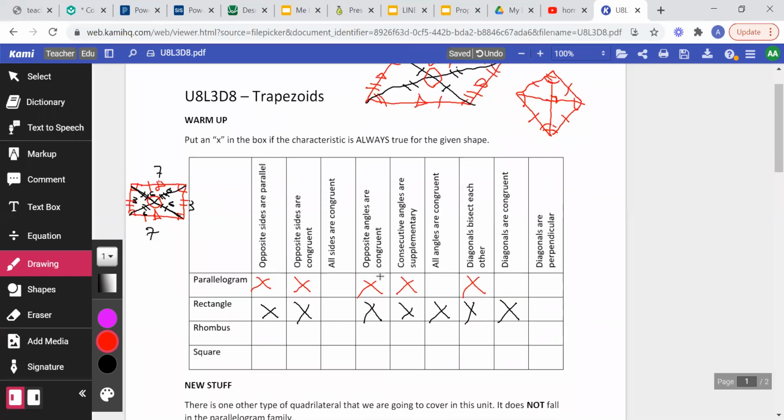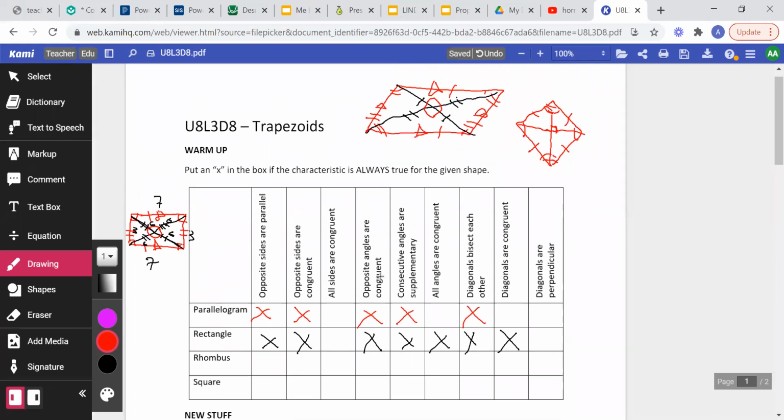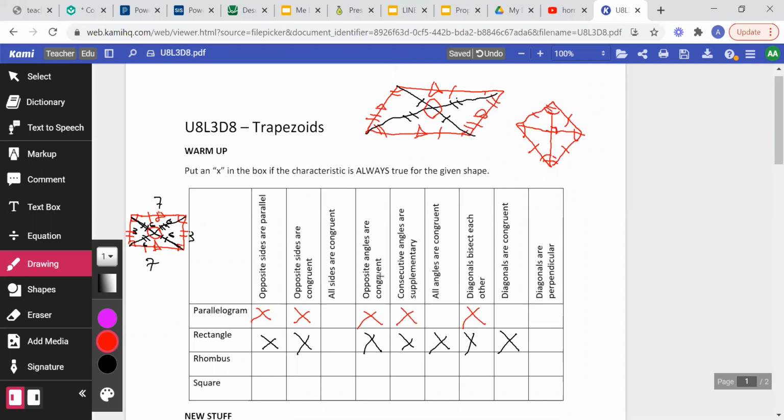Avalon, are you there? I need you. Yes. Okay, as you can see, this ugly rhombus I just drew. Are the opposite sides parallel? Yes. Okay. Are opposite sides congruent?